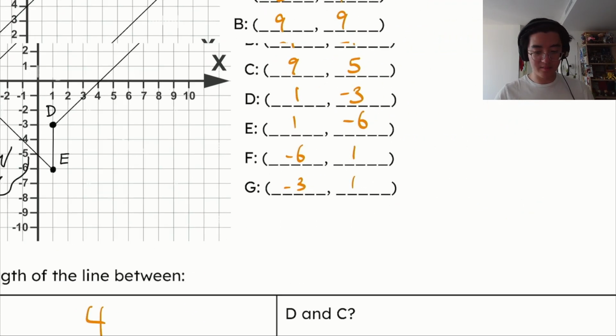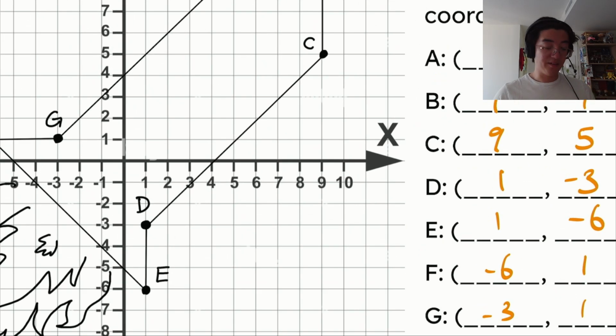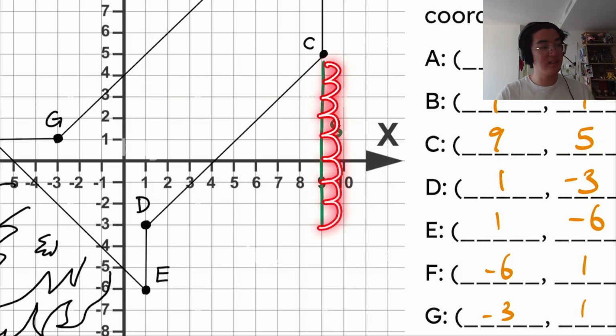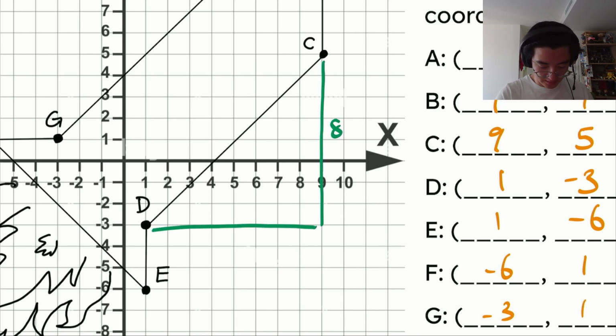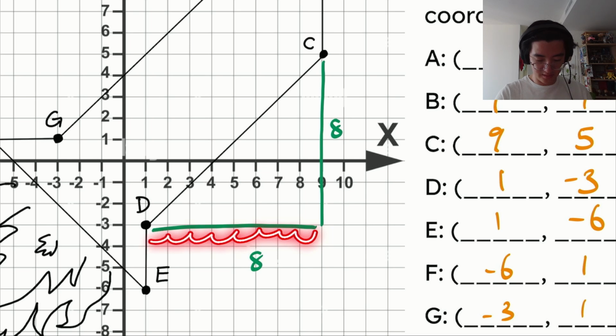How about D and C? Do we have a diagonal this time? Whenever we see a diagonal like this, we can think of the Pythagorean theorem. To go from here to here, this distance is 8: 1, 2, 3, 4, 5, 6, 7, 8. And then to go from this point to D, it's also 8: 1, 2, 3, 4, 5, 6, 7, 8.